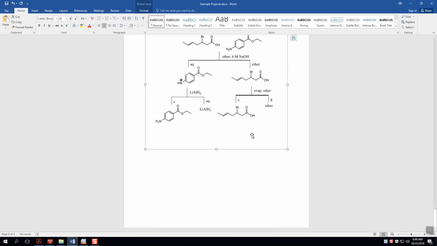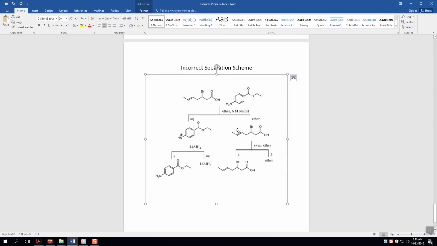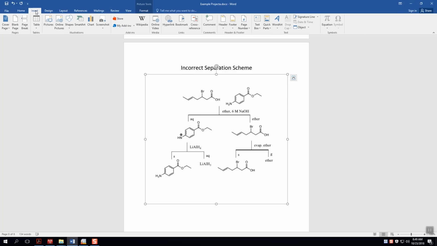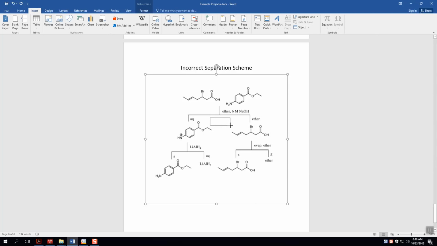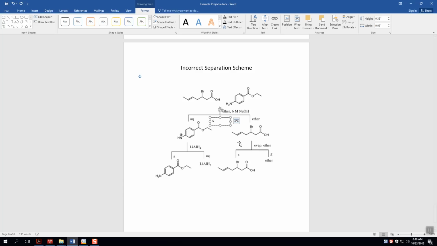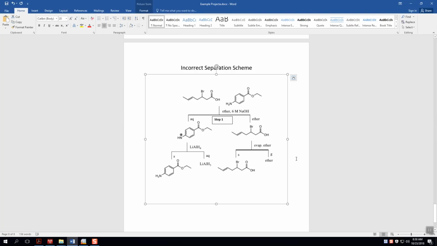Now, after you've pasted in your incorrect separation scheme, what I suggest you do is label the steps. To do that, go to Insert, Text Box, and hit the Draw Text Box option. I'm going to put one right there, and I'm going to call this step 1. If that's not too obvious, you might want to make it bold so that it's a little more clear. You also may want to center it so it looks a little nicer, like that. So I labeled that as step 1.